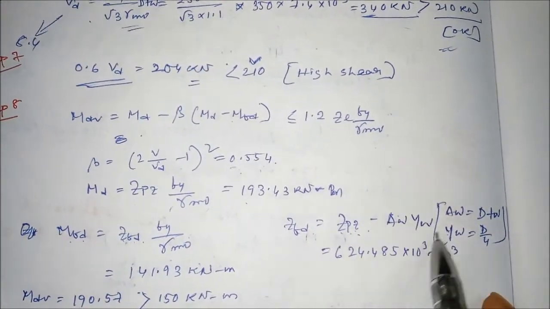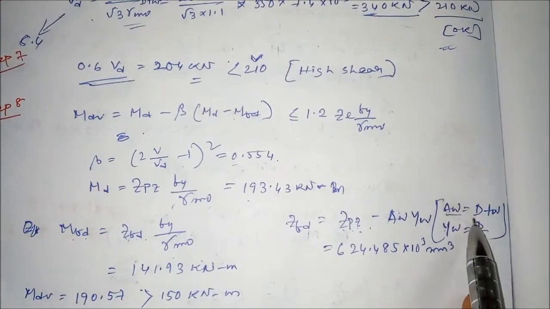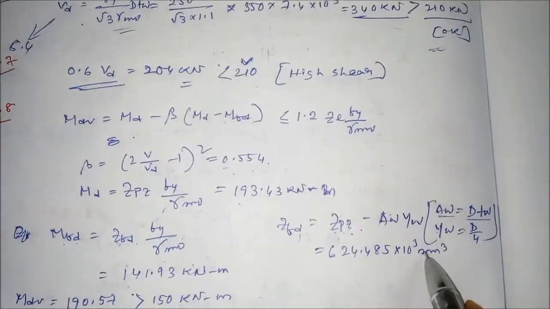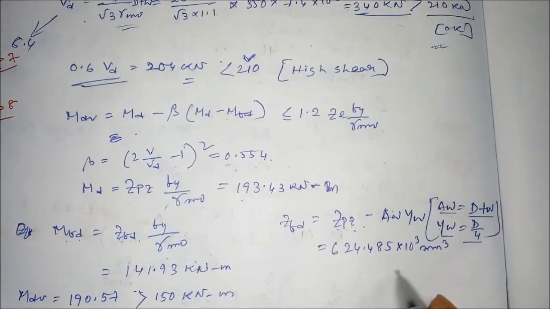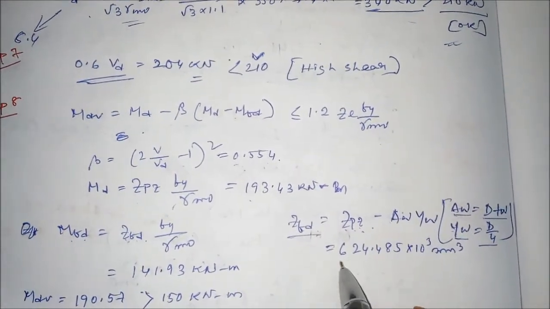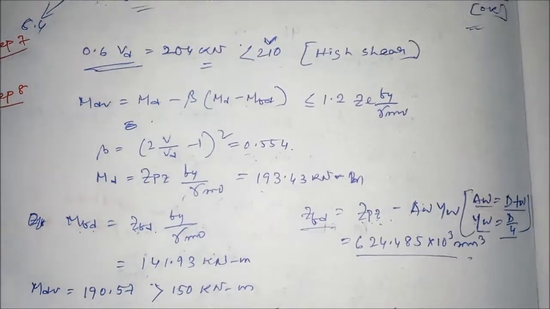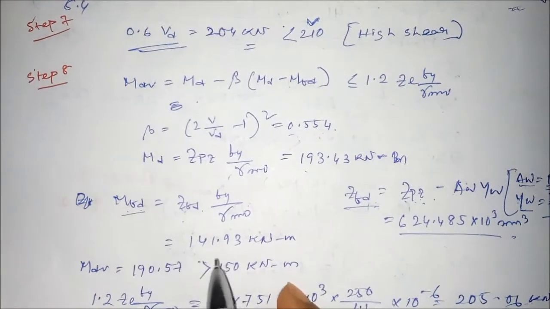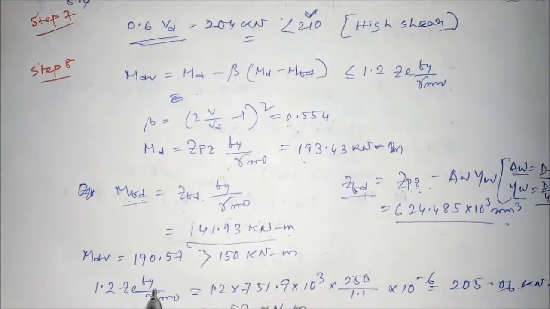And for Mfd you need to find out the Zfd, and Zfd is equal to Zpz minus this equation, and Aw is equal to the total depth multiplied by the thickness of web, and yw is equal to total depth divided by 4. So this Zfd is coming to this one, and putting this value of Zfd over there, we are getting the Mfd value equal to this one.